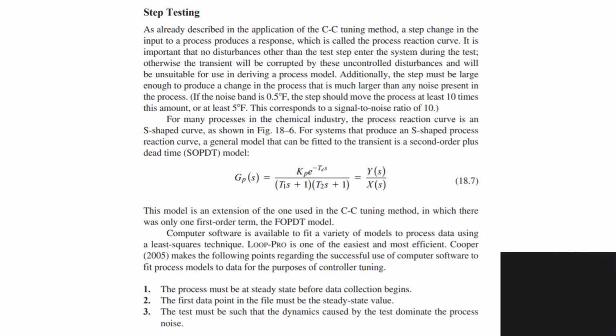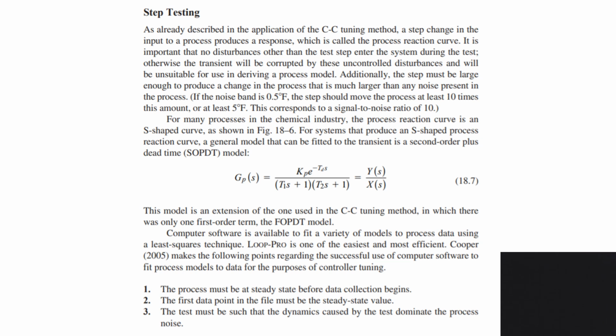Okay, so you know very well, a second order process will be represented as Kp divided by (tau 1 s plus 1) into (tau 2 s plus 1), and with the dead time you will have e power minus td into s. Okay, so this model is an extension of the CC tuning method. Here you are going to use a computer simulation to fit a variety of models to the process data using the least square method.